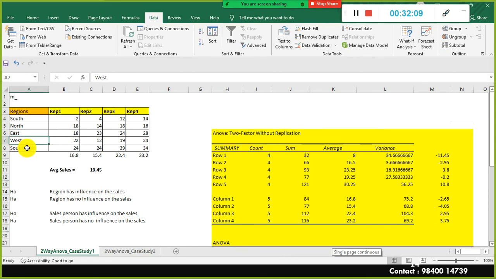What is your confusion? Can you please tell me what is your confusion? Where did you get stuck? You don't have to get confused about anything. Whether region has any influence on the sales or salesperson has any influence on the sales, that is what we are going to test. That's why I did not use mu1 not equal to mu2 and all. I don't want to confuse with that.